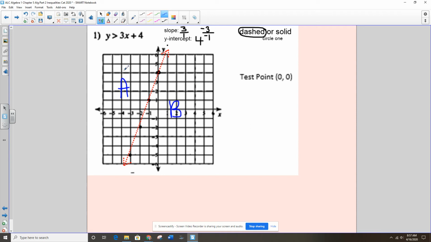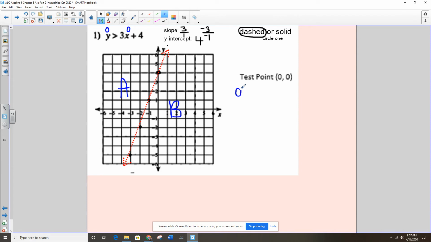The way we do that is we test a point. In general, unless the line is going right through 0, 0, I use 0, 0 as my test point, because it's the easiest one to plug in. It's the fastest. So on every single problem, I've written test point 0, 0. I don't have to think very hard because I just put a 0 where the y is and a 0 where the x is, and I just go for it.